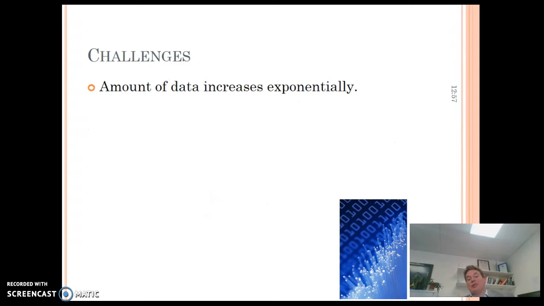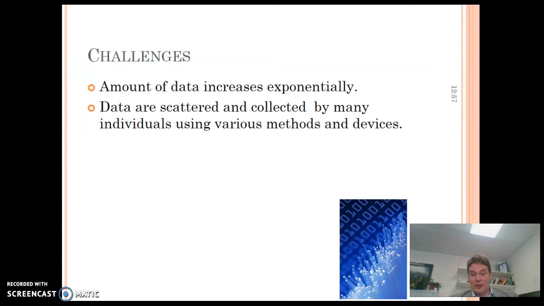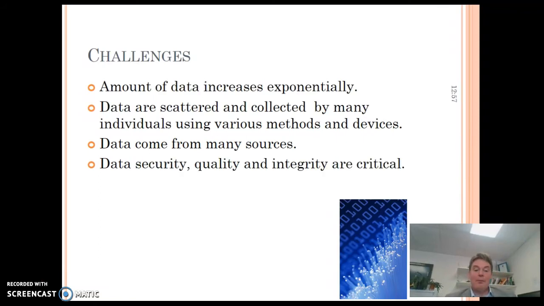So what is the issue is that this data is getting bigger and bigger and bigger, and there's more and more of it all the time. It's also scattered across ways, so it needs to be collected by different individuals with different methods and devices. So it means it's really messy. It comes from different sources, so it's going to have a different structure. So there may be issues around security, around the quality of the data and the integrity.